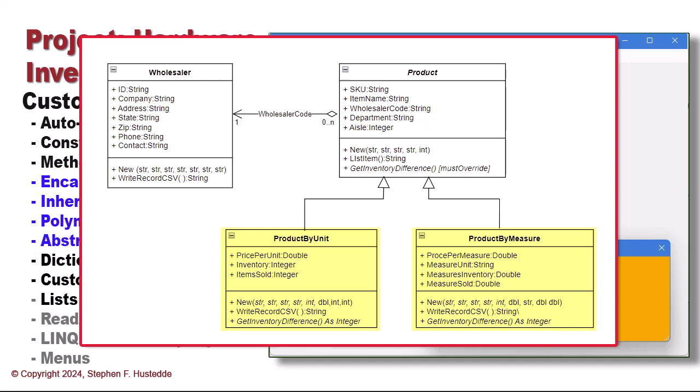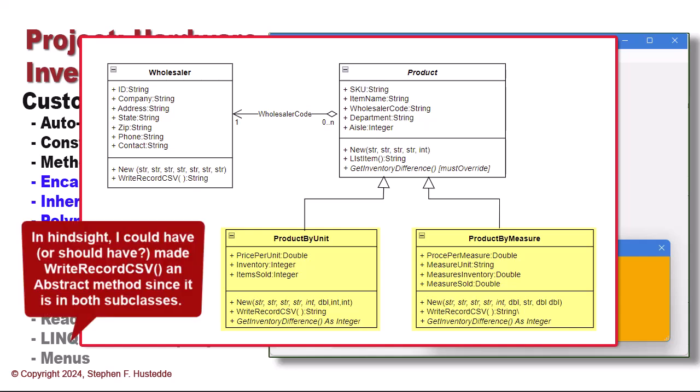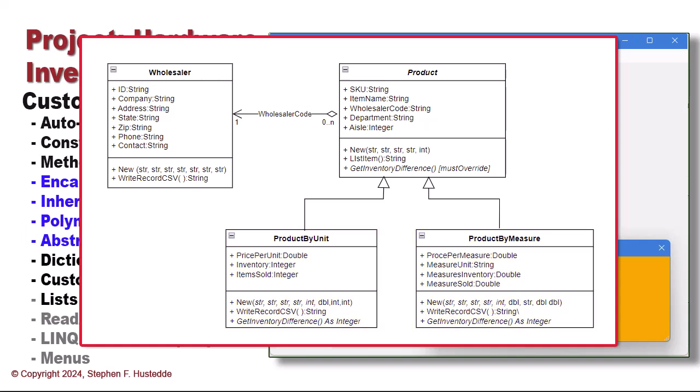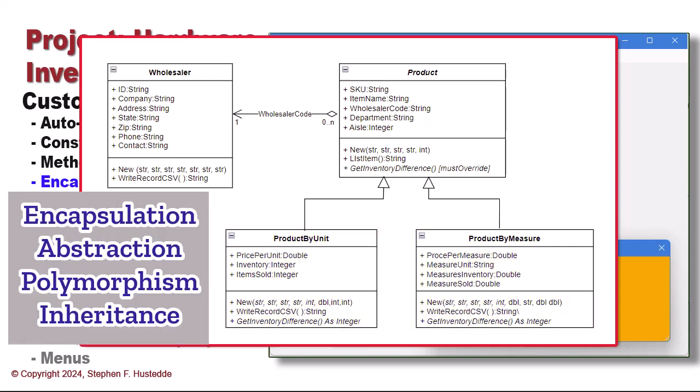The product by unit has 3 properties and the product by measure has 4. They each have a constructor, which in turn calls the constructor of product, and they each have a method called writeRecordCSV that returns a string. That's an example of polymorphism. And of course, they have the abstract method getInventoryDifference that must be included, and so they must override that getInventoryDifference from the product class. So we see our encapsulation, our abstraction, our polymorphism, and our inheritance.